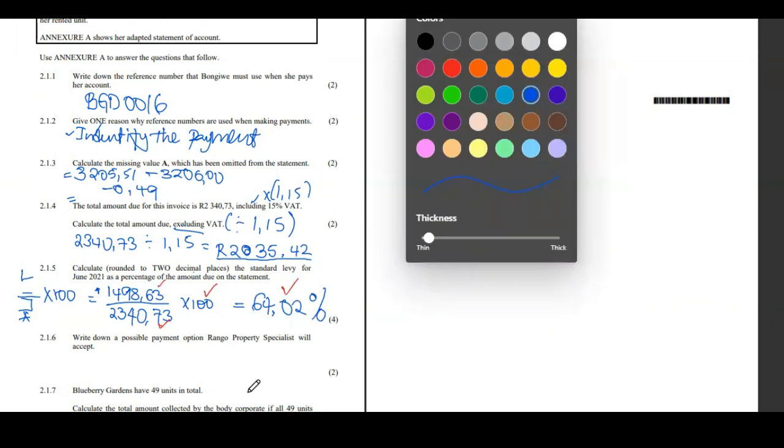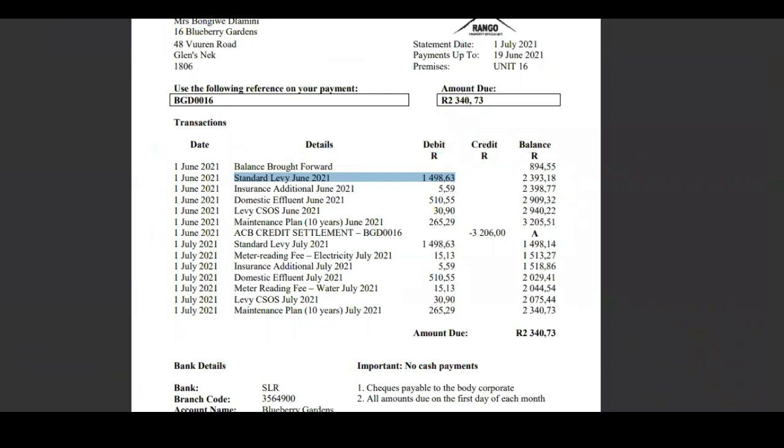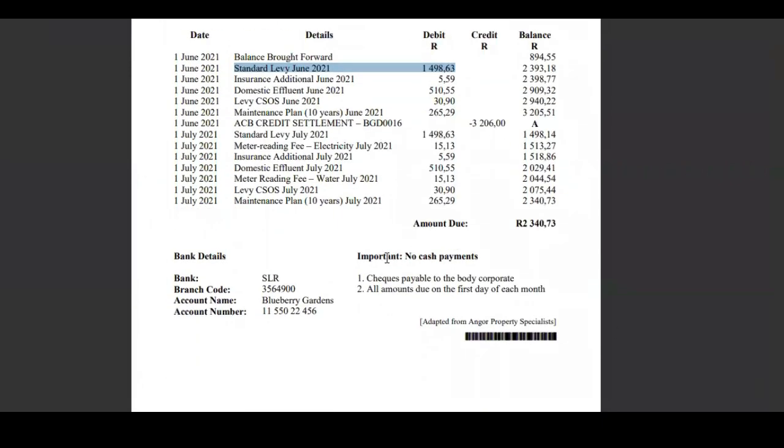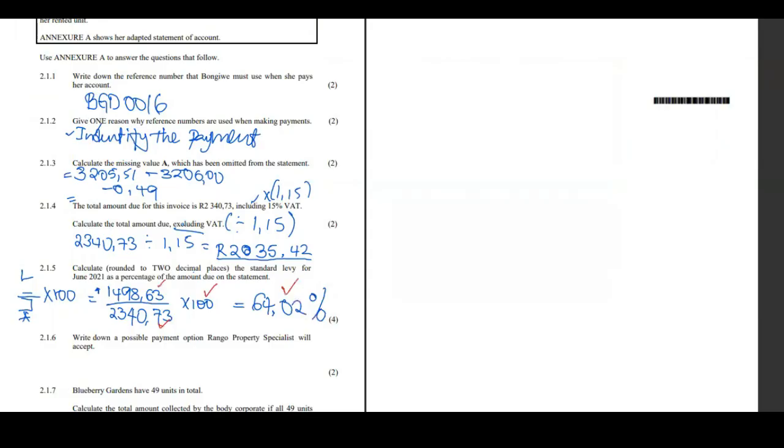Write down the possible payment option for this. Now we go and we see the possible payment, take note of this, it's here. You understand? The possible, it says what? Number one, it says no cash. Important, no cash. Then the other part is what? Check. So you come here and write check options, or check payment.